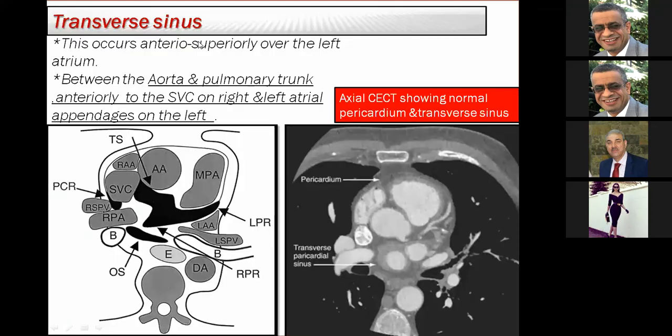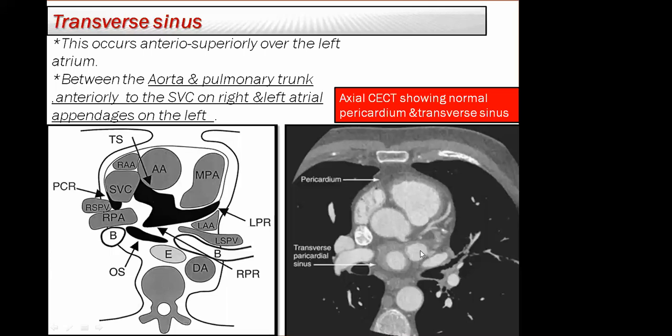The transverse sinus occurs anteriorly and superiorly to the left atrium. It is between the aorta and the pulmonary trunk, anterior to the superior vena cava on the right and the left atrial appendage on the left. This is the transverse sinus between the aorta and the main pulmonary artery on the right and the superior vena cava and left atrial appendage on the left. This is an axial contrast-enhanced CT showing the transverse pericardial sinus with the pericardium.